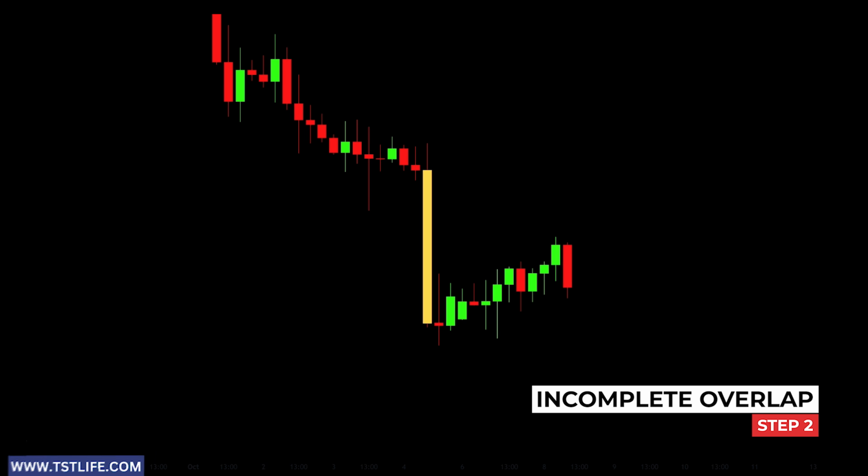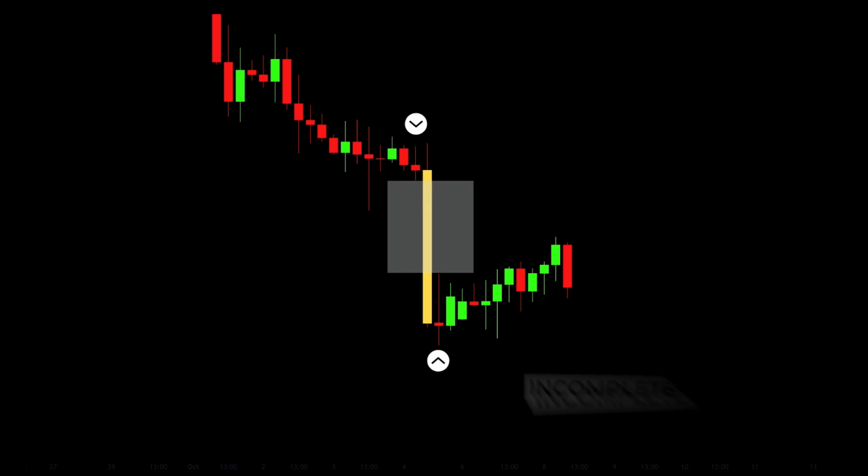2. Check for incomplete overlap. The two candles preceding and following the strong sell candle should not completely overlap its body. There should be a clear gap between their high and low points and the body of the main bearish candle.